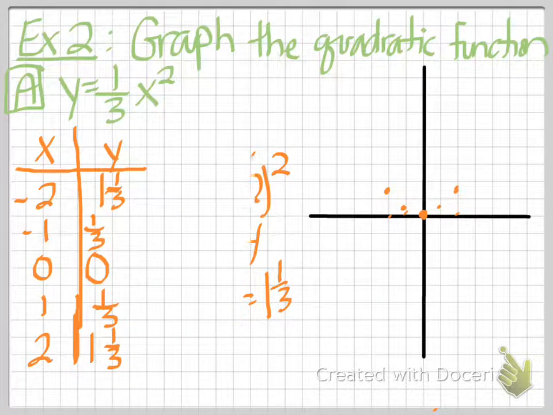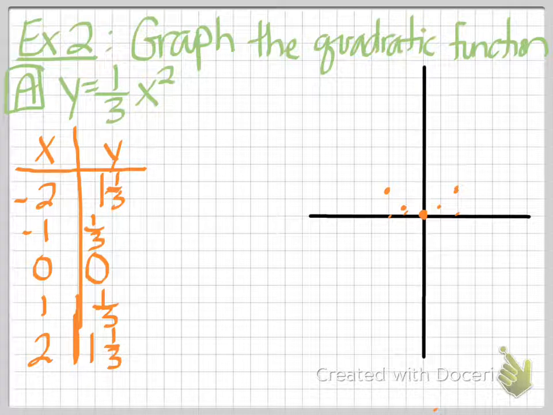Now, I graphed the points. In order to graph the function or the equation, I need to connect them. So I'm going to go up, and I'm just going to try to follow the curve. Okay, I'm making a parabola. That's what this shape is called.